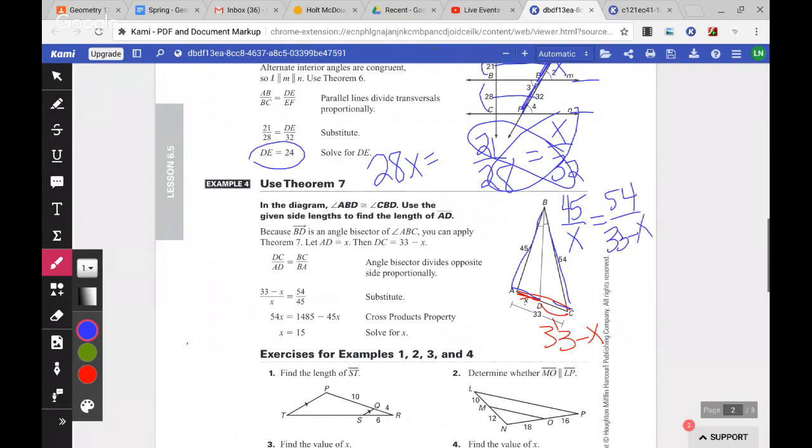Notice my setup is different than what they did here. When you cross multiply, you'll get the exact same algebraic equation to solve. 54 times X. And then 45 times 33 is this, 1485. 45 times negative X, negative 45X. So here's your equation to solve. Combine like terms, divide. X is going to be 15. Again, proportions. 45 touches the side that has X. 54 touches 33 minus X.